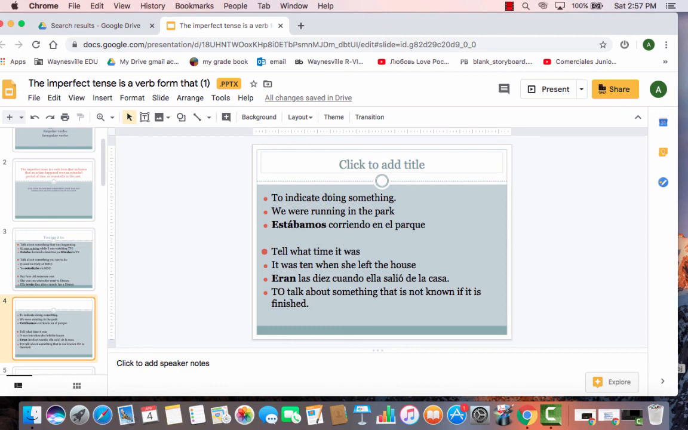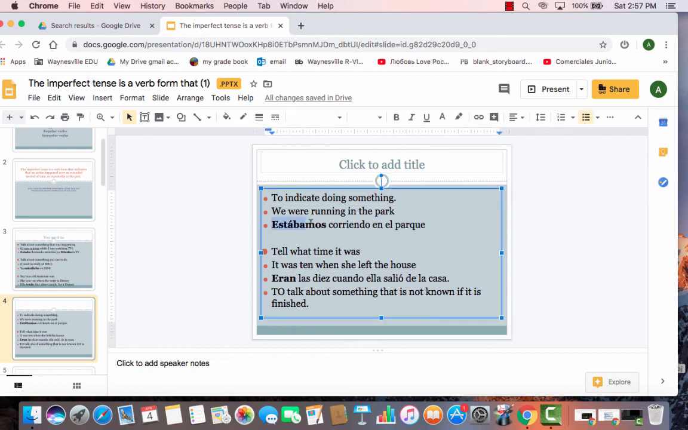Use the imperfect to indicate doing something, like the ing in the past tense. So for example, if you want to say we were running in the park, you will say estábamos. This is the verb estar, which means we were. And then corriendo, which is running, in the park, en el parque.